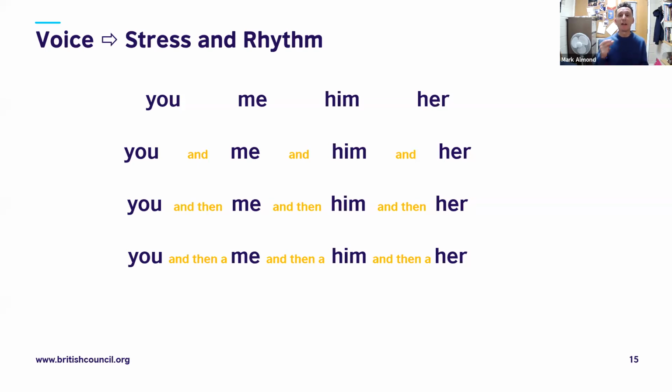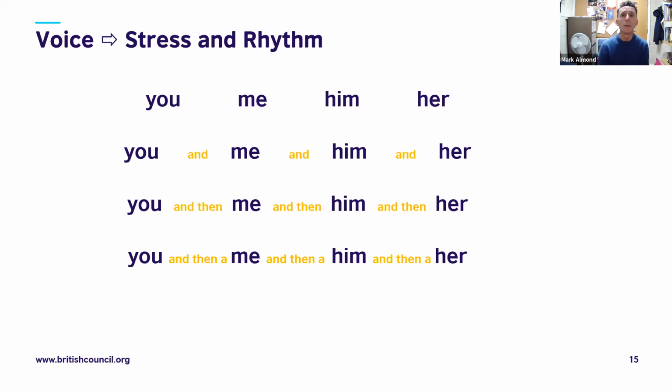you and then a me and then a him and then a her. You and then a me and then a him and then a her. And so again, it's a nice, you know, get students doing it standing up. It's a nice physical activity, and it's a great way of illustrating how connected speech works, how weak forms work, how elision works, how intrusive sounds work.